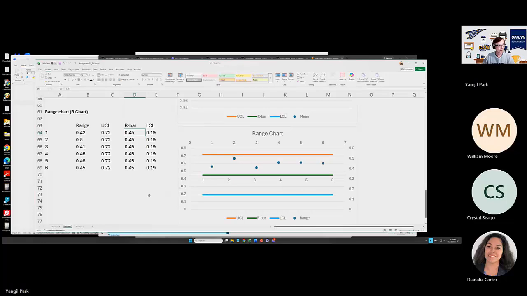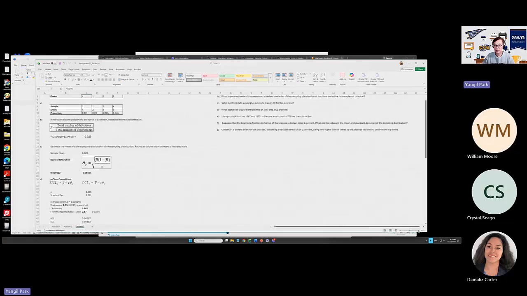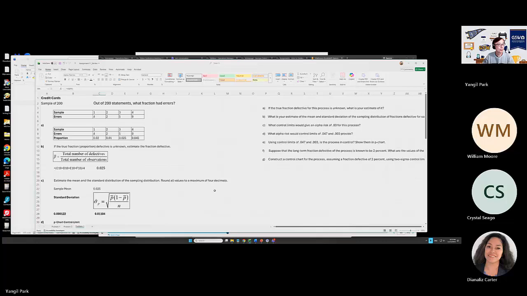All right, Problem 3. So what we have here this time. All right, this looks like credit cards. They are inspecting credit card errors, any kind of errors, typos, or calculation errors on credit card statements. So that's what they're trying to inspect.